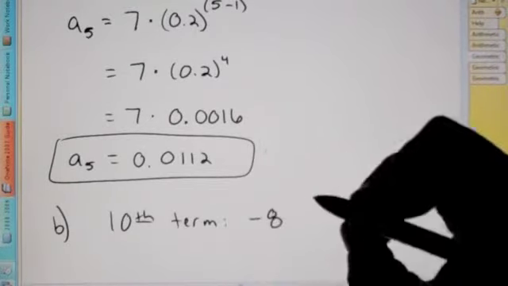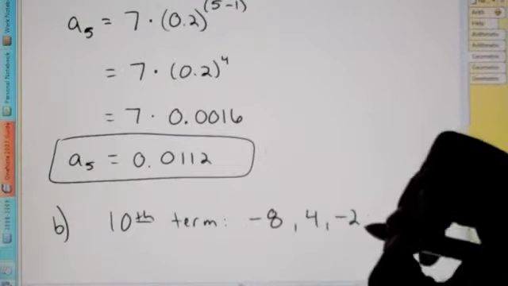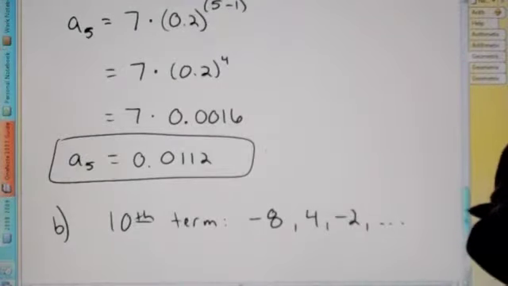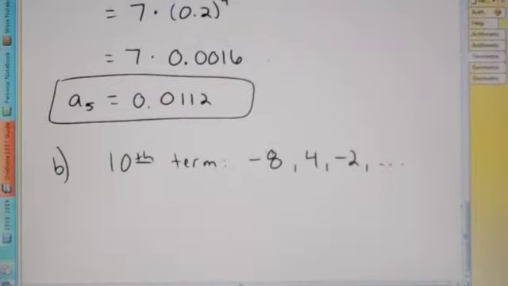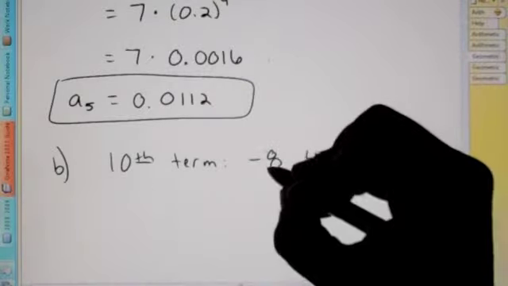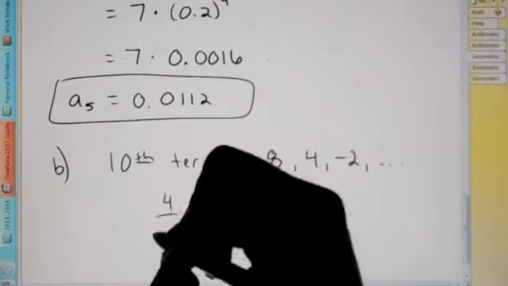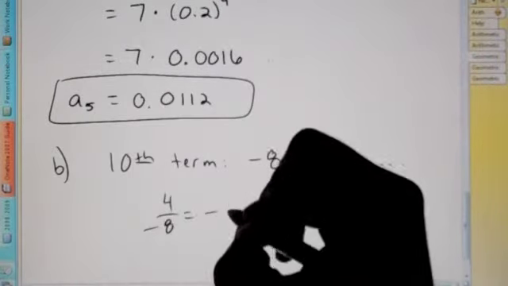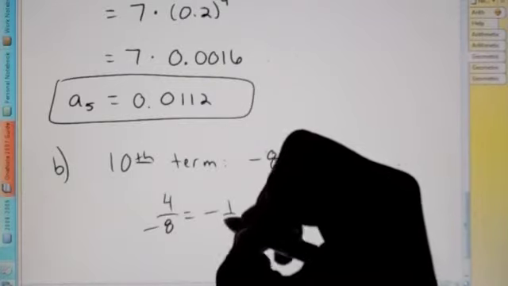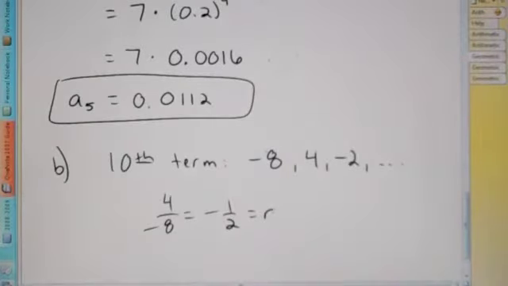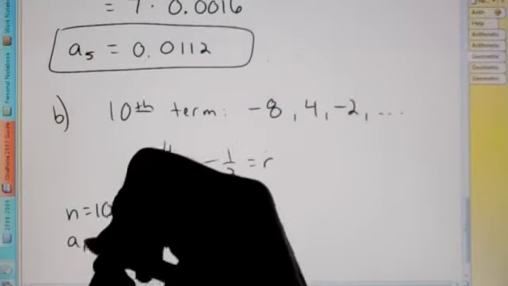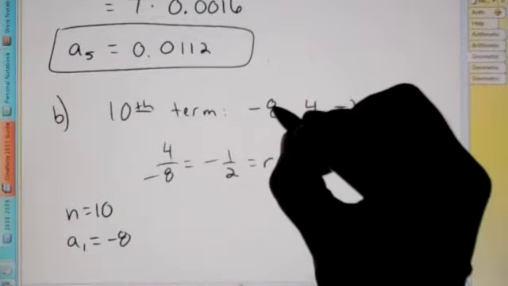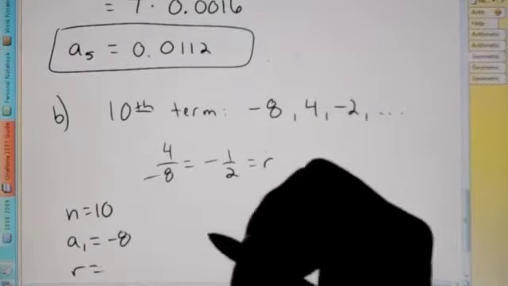You have the sequence -8, 4, -2, and so on. So in this case, we don't know what the ratio is. It doesn't tell us r is equal to this. So we have to figure out what r is. And again, the way we do it is pick any term besides the first, so I always go to the second, and divide it by the one before it. So we have -1/2. Okay? So -1/2 is going to be our ratio. So let's list what we know. We know that n is 10. We know that a sub 1 is equal to -8, because that's our first term. And we know that r is equal to -1/2.